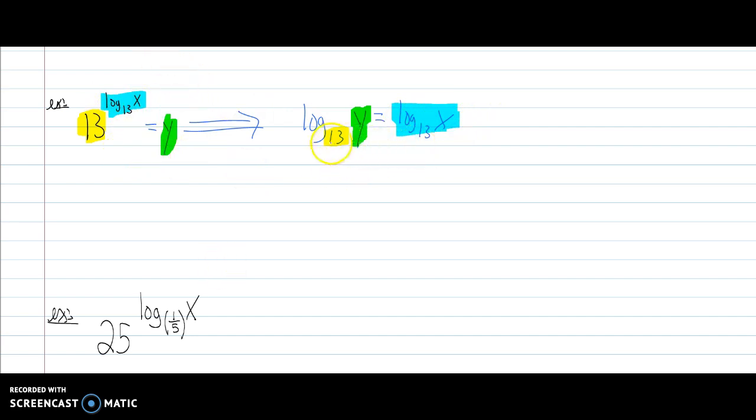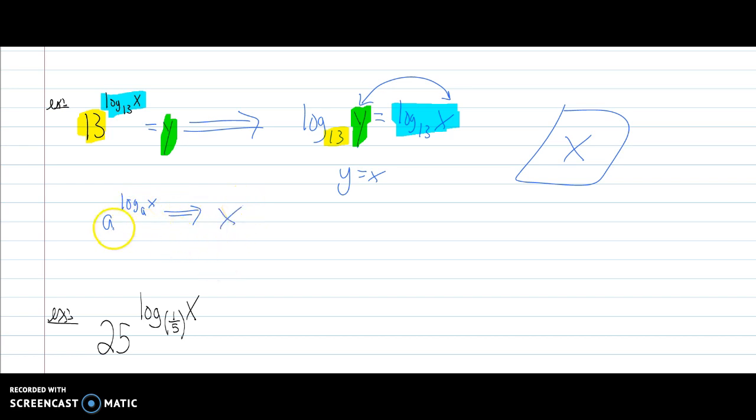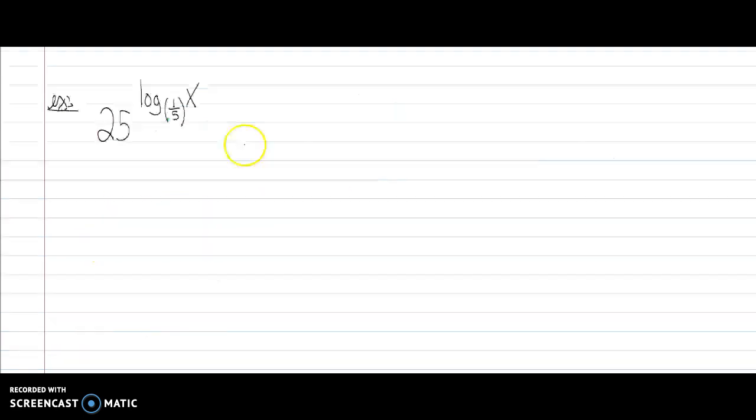The good news here is, as I look on the left side and the right side, they both have log base 13. Since those are the same, that means that what we're taking the logs of must be the same. So y equals x. Y stood for our answer, so the answer to this one is x. Anytime you see something like this, a log base a of x, the answer is going to be x, because these are inverse operations.